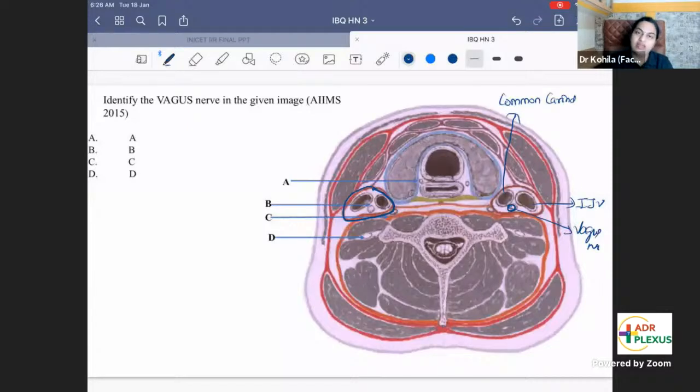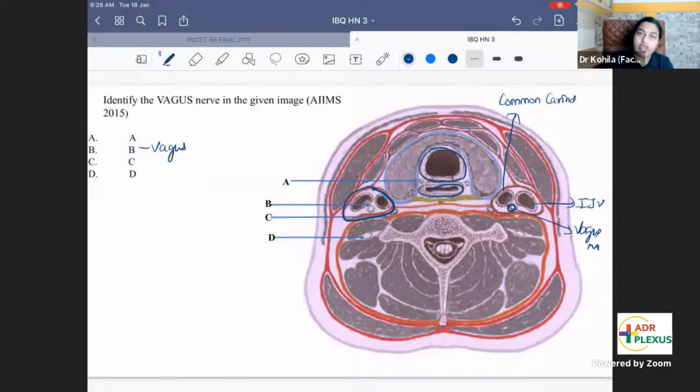Okay. What are the other nerves that you see here? So we have sorted out vagus. B is vagus. What is A? Can you tell me what is A? So this is the trachea. Yes, Vishnu, this is esophagus.